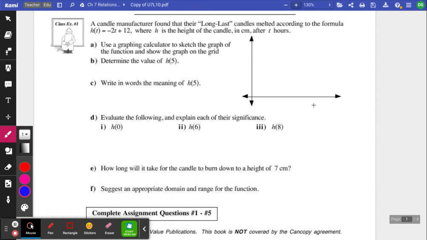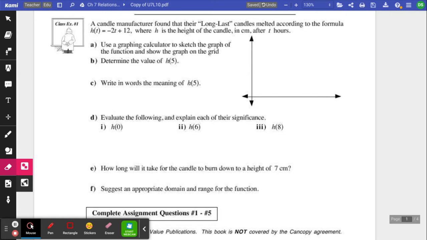A candle manufacturer found that their long-last candles melted according to the formula H of t is equal to negative 2t plus 12, where H is the height of the candle in centimeters after t hours. So previously, we just didn't put the little H of t there. We just said H equals, right? So the only thing we're doing now is telling you what the height is respective to.